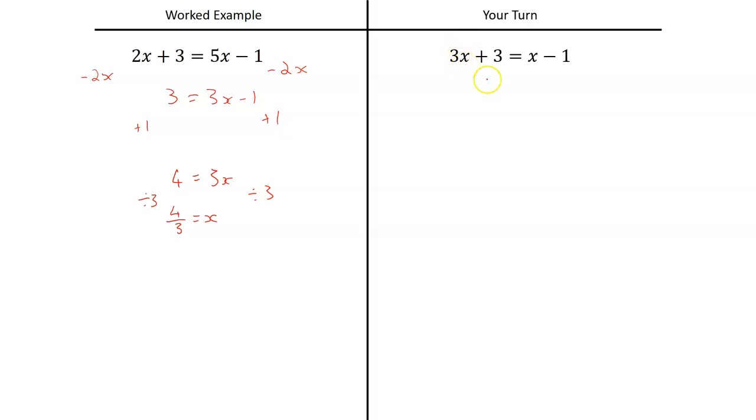So here I've got 3x and 1x. 1x is a smaller number of x's than 3x, so I'm going to start by subtracting that from each side. Be careful, this is a negative one, so make sure we keep it negative. This is one like you're used to, so now I just subtract 3. Be careful here, negative 1 subtract 3 gives me negative 4. Divide by 2.